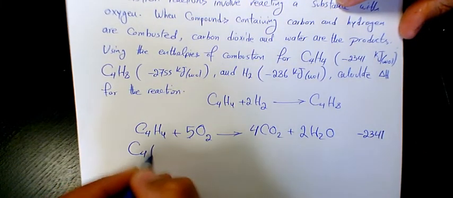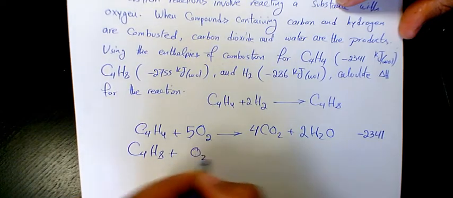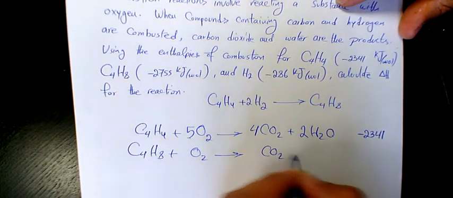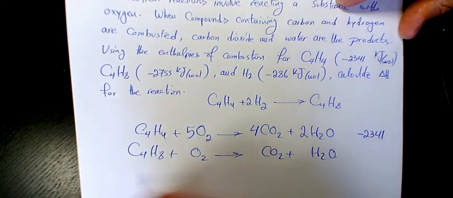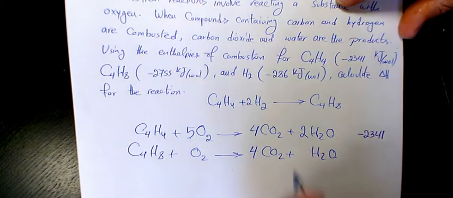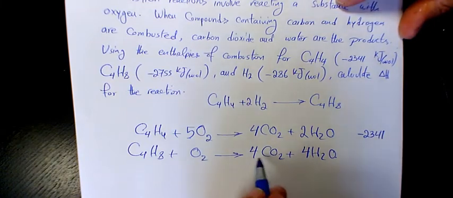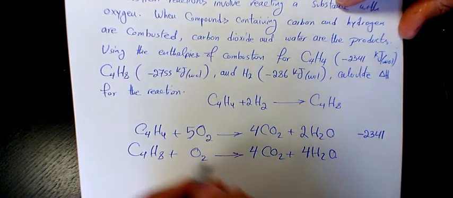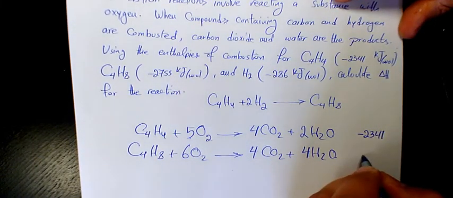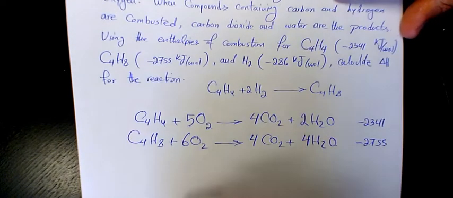If you have C4H8 plus O2 is going to be CO2 plus H2O. We have 4 in here and we have 4 in here. So we have 8 plus 4, 12. You have 6 in here. So that's going to be negative 2755.